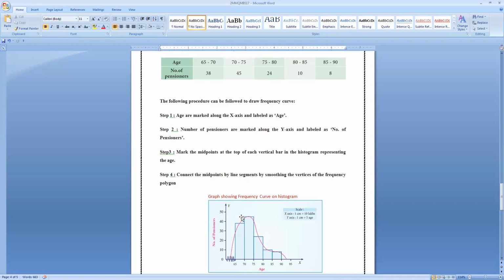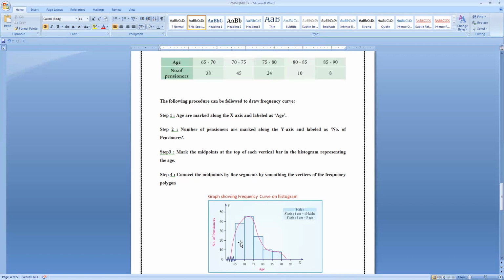Then from 70 to 75, 45. After 40, the 5th box, adjacent to it, one perpendicular has to be drawn. So that is the 5th box till the height, that is 45. Then it is 75 to 80. We have to draw till 24. After 24, the 4th box in the graph has to be shown. Exactly corresponding to that, one rectangle has to be drawn. And then from 80 to 85, it is 10. From 85 to 90, it is 8.